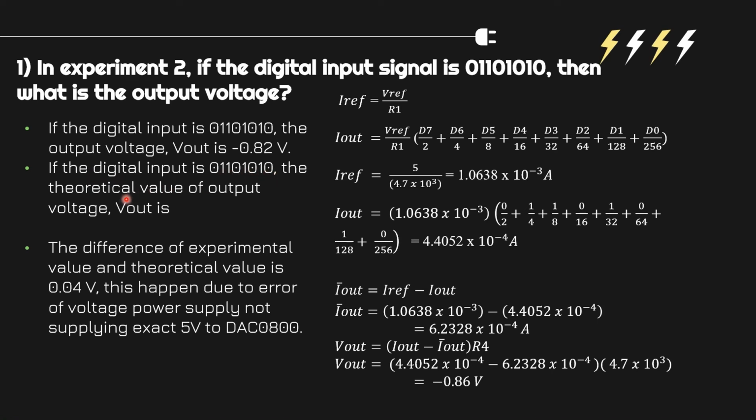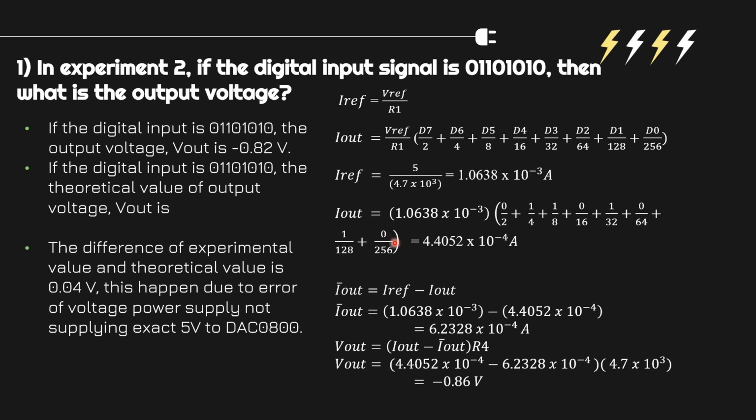0110110, the theoretical value of output voltage V out is, so we got the I reference equal to Vref over R1, and the I out equal to Vref over R1 times all the digital input divided by the number of bits. Then I write I reference equal to 1.0638 times 10 power of negative 3 ampere or 1.0638 milliamp.